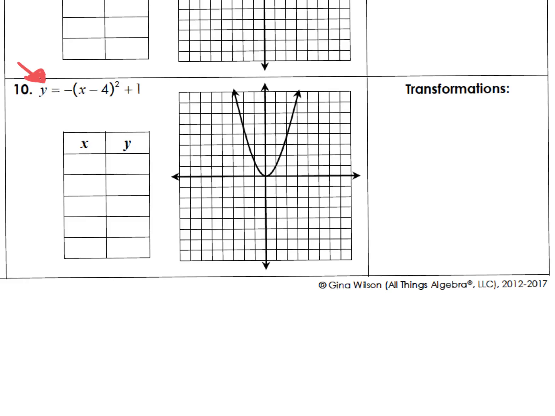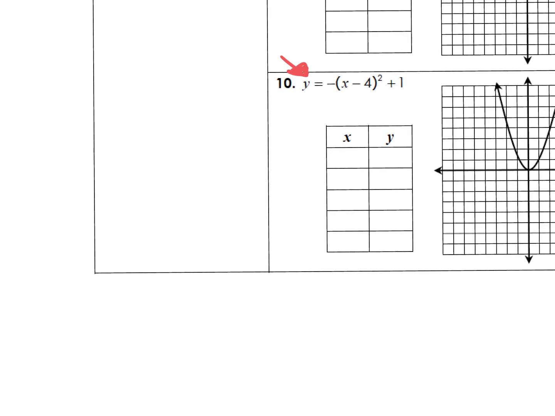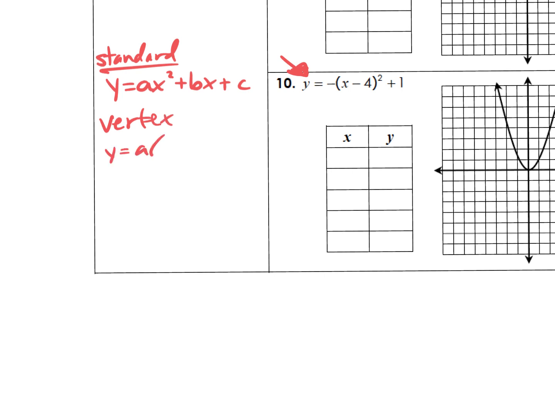Is that form standard form or vertex form? That's vertex form. Do you remember the difference? Here's the difference. Y equals ax squared plus bx plus c is standard form. Okay, we talked about that one. Then we moved on to vertex form, which is y equals a times x minus h squared plus k.